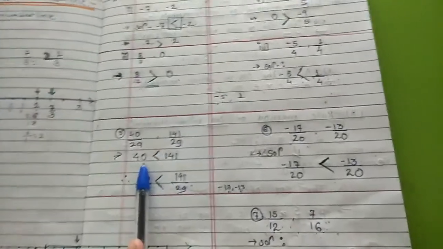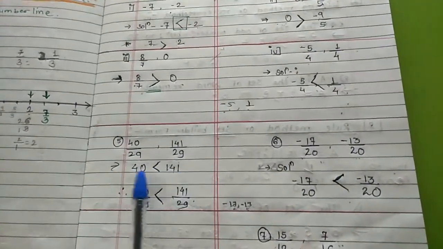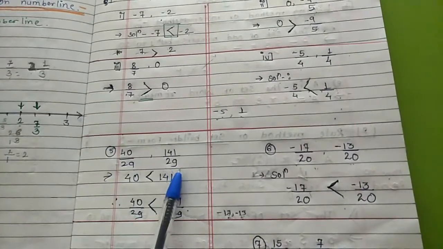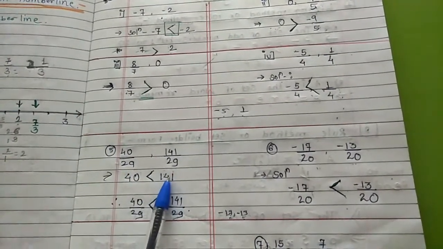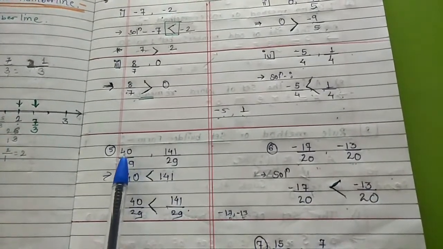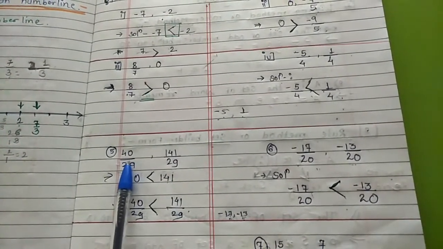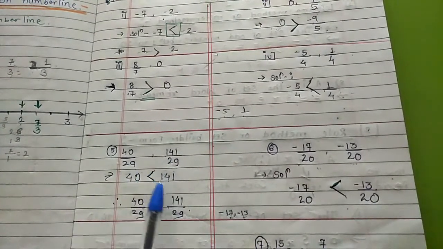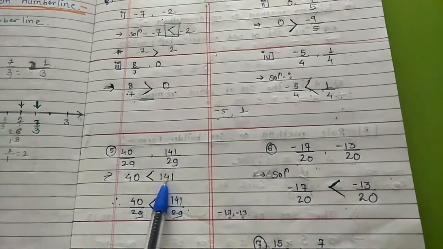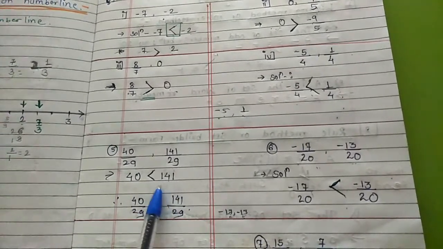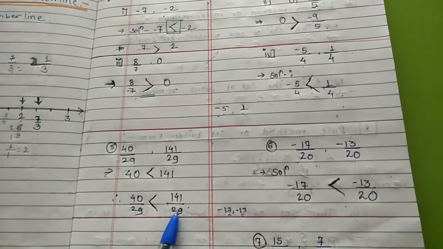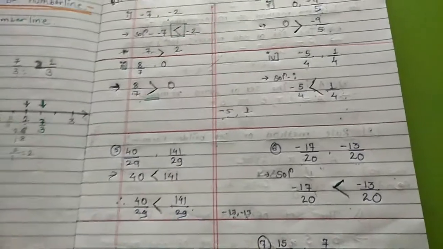Now next we are going to see the fifth sum. Again, the pair given is a fraction, a rational number. Now observe the denominator. Is the denominator equal? Yes, it is equal, and it is 29. Now we observe the numerator. The first fraction numerator is 14 and the second one is 141. In between both, which is the bigger one? 141 is the bigger number. So that's why the greater than sign is towards 141, and that's why 141 is the bigger rational number.